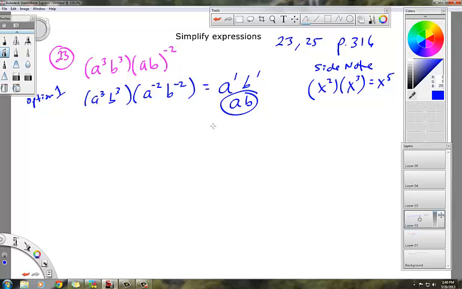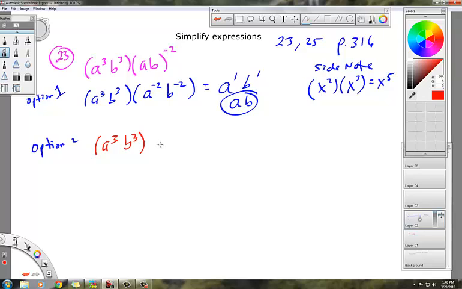That's probably the most simple way to do it. ab, and that is correct. Now, option 2, let's do that in red, is to start off with a cubed b cubed.